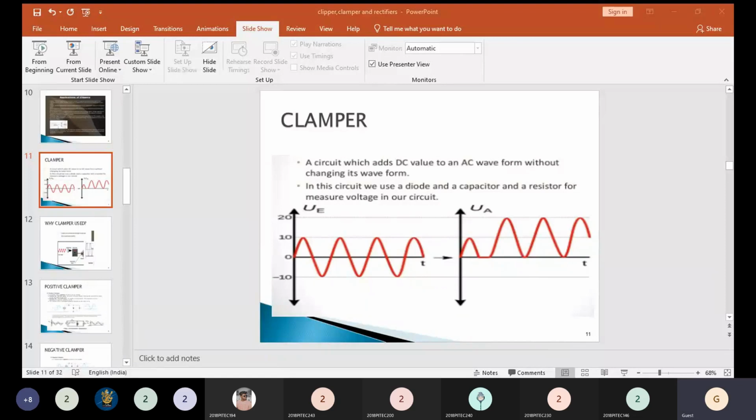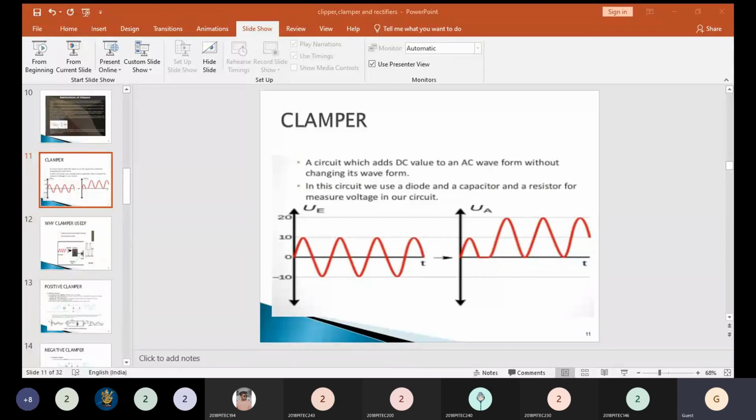Next is the negative clamper. Only the diode connection is reversed. Here the capacitor's positive part is connected with the anode and the negative part is connected with the ground. In the negative clamper, the diode connection is reversed. So during the positive half cycle it is forward biased, and during the other half cycle, just the opposite, it is reverse biased. The value of the input signal is totally shifted to a negative value. The clamper is shifting, right? Since it shifts to the negative part, it is called a negative clamper.